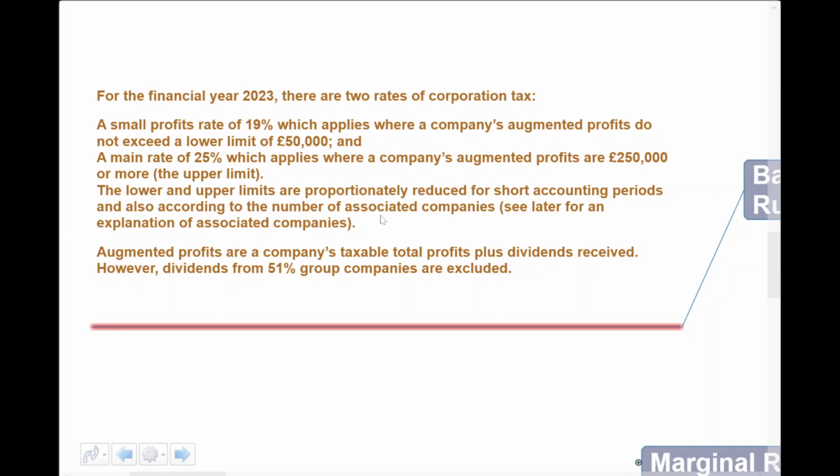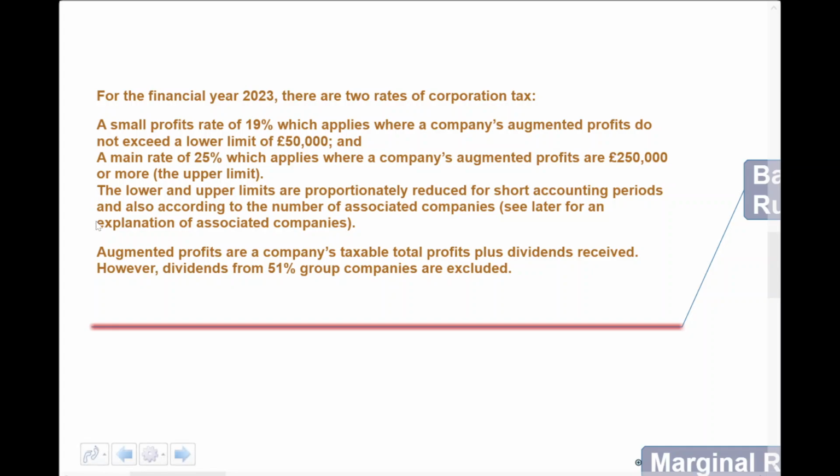We're looking at what percentage rates we apply to the taxable total profits that we saw up top. And they're saying that there's 2 rates, okay? I'm going to add another rate in a moment. But for the moment, let's just say if augmented profits, whatever they are, are less than 50, 19%. If they're more than 250, then let's say 25%, okay? My question is, what about in the middle? More of that in a moment.